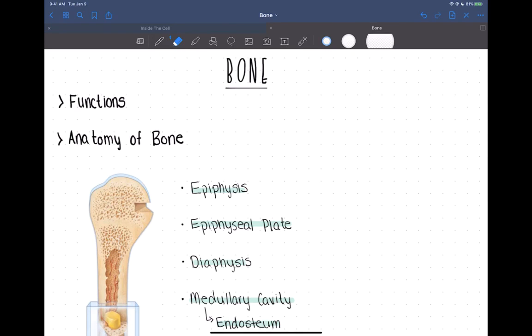All right, so this is the first part of our chapter on bones. In this chapter, we're mostly going to talk about the anatomy of an individual bone and the tissues found inside of it, as well as physiology associated with bones. The first thing we're going to do is talk about functions of bones.